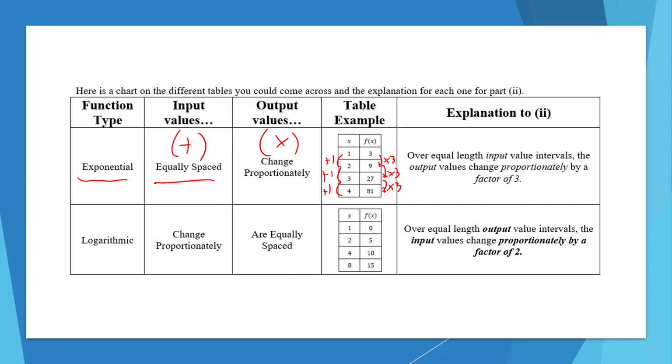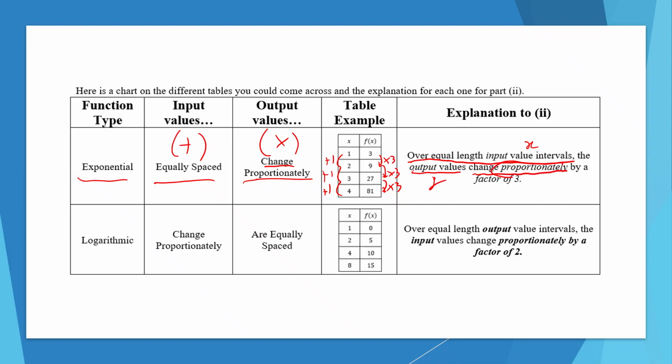So some of this is just kind of intuitive on figuring out what type of function it is. But when you have a multiplication rule, we want to use the words change proportionately. So our explanation is going to be over equal length input value intervals. That will talk about our x value. The output values, so your y's, will change proportionately.